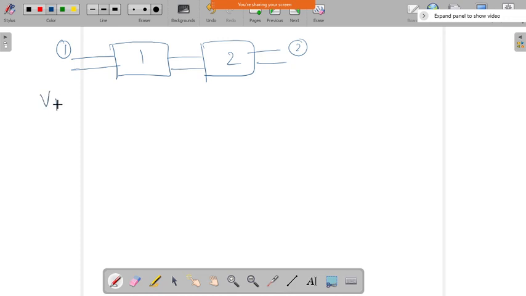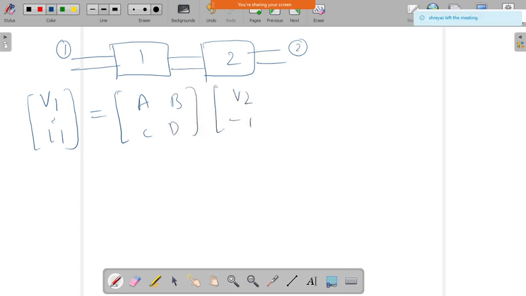We can write that one. V1 I1 is equal to ABCD into V2 minus I2. So these are the ABCD parameters, how we can represent them in matrix form.